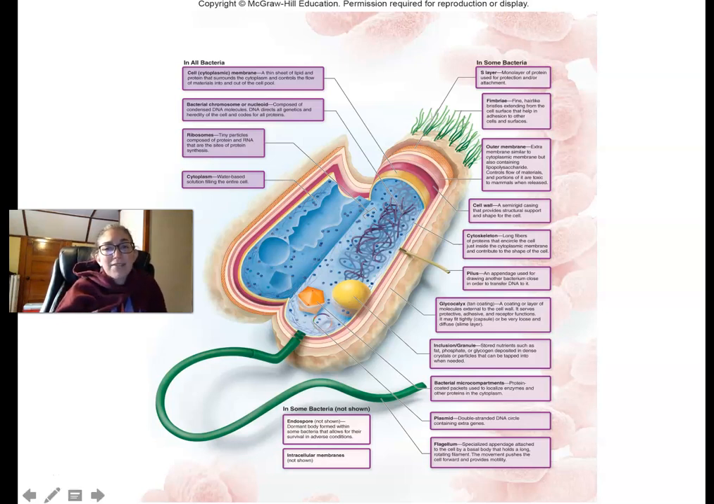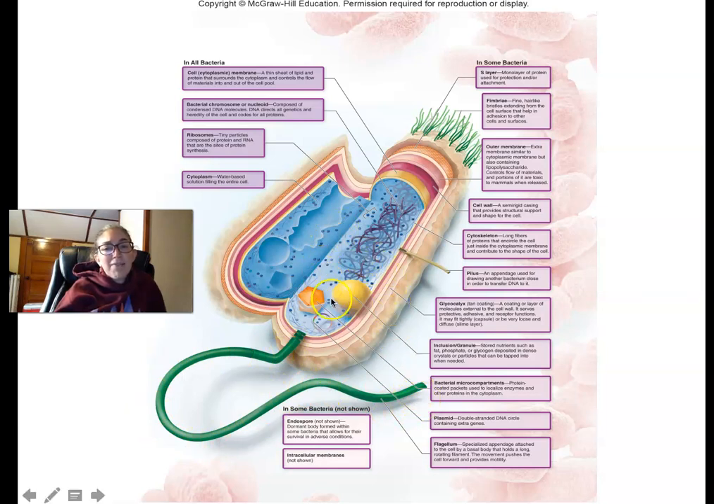They may have external appendages like fimbriae sticking off here. This is more like what a pilus looks like. It's a tubular structure. Fimbriae are like little hairs. And here is a flagellum, a tail-like structure, which is used for motility.